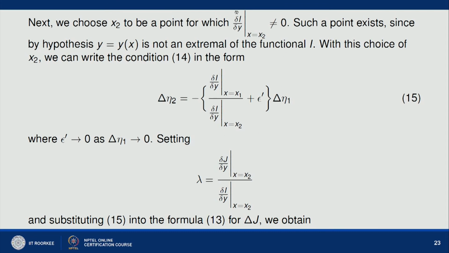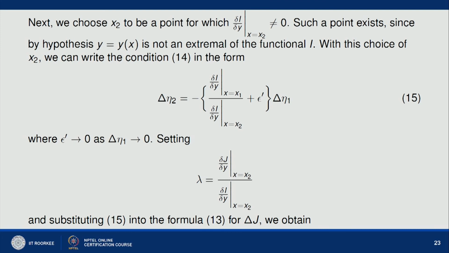For this we assume that we choose our x2 to be a point for which delta I by delta y at x equal to x2 is non-zero. But how can that happen? This will happen because by hypothesis we have already assumed that y equal to y of x is an extremal of the functional J, but it is not an extremal of the functional I. So with this choice we can say that delta eta 2 can be written as minus delta I by delta y at x equal to x1, divided by delta I by delta y at x equal to x2 plus epsilon dash, into delta eta 1. Here as delta eta 1 tends to 0, epsilon dash also tends to 0.